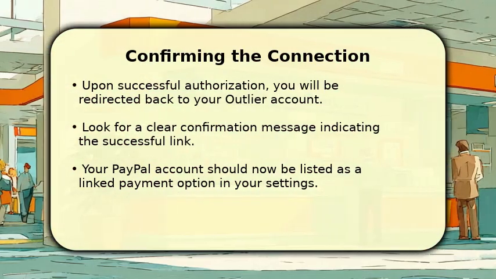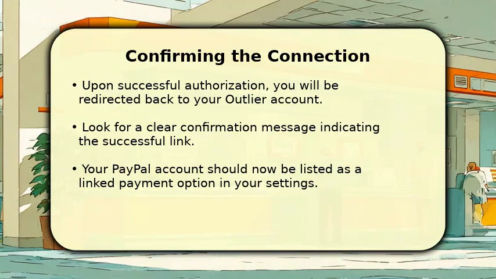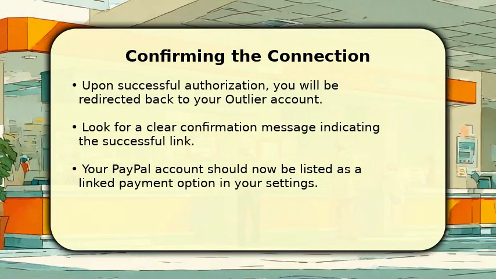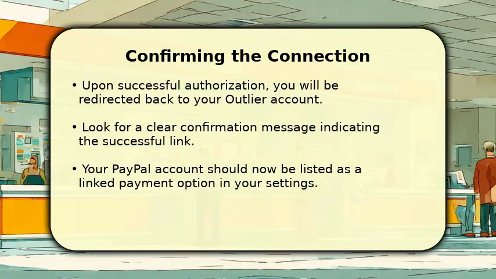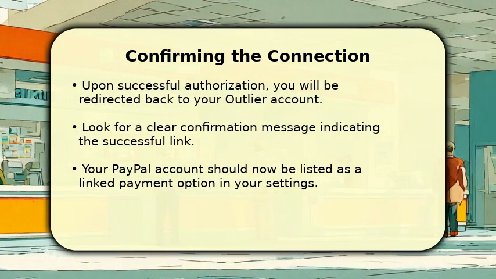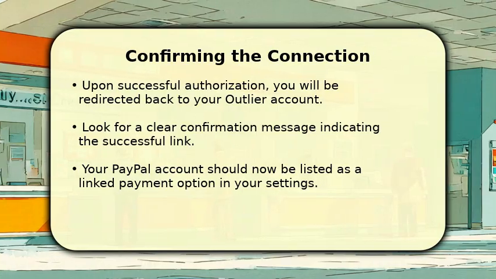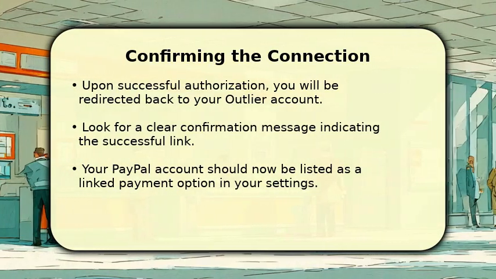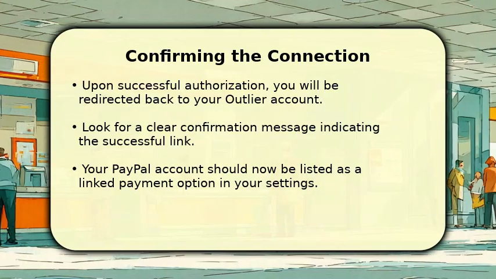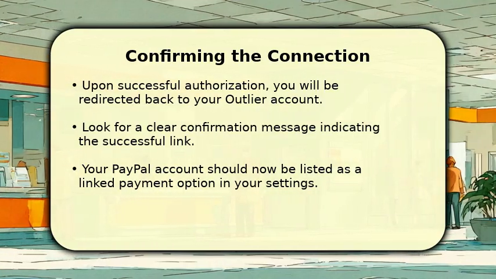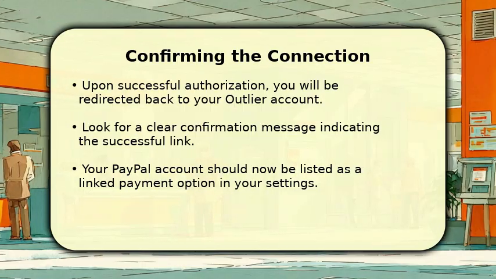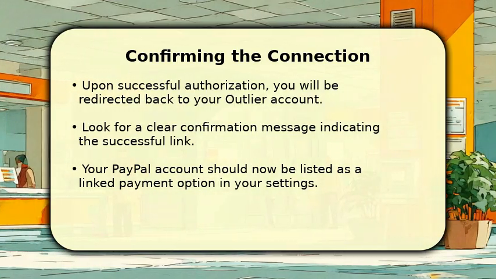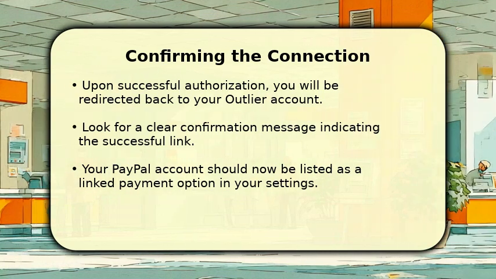Once you have successfully authorized the connection on PayPal, you will be automatically redirected back to your Outlier account. At this point, you should see a clear confirmation message, often displayed prominently, indicating that your PayPal account has been successfully linked. You can also verify this by checking your payment settings, where your PayPal account should now be listed as one of your active and linked payment options. This confirms the secure and complete integration of your payment method.